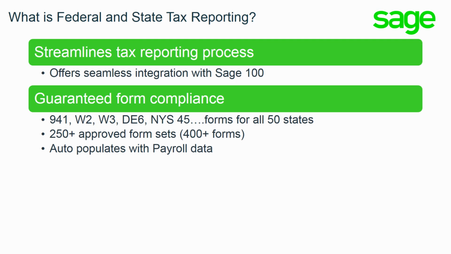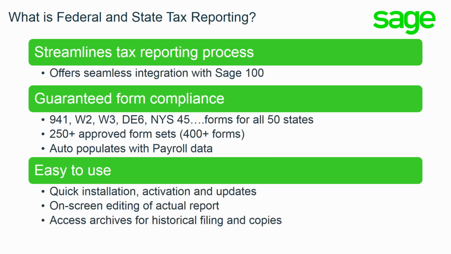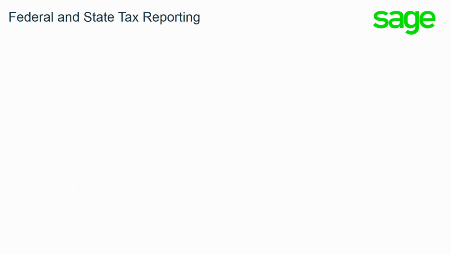In fact, there's over 250 approved form sets, which boil down to over 400 forms, and all of these forms are automatically populated with your payroll data. It's very easy to use. There's a quick installation. You can quickly activate it, and updates are very easy as well. If an edit needs to be made of an actual report or form, you can do that while on the screen, and you also have the ability to access the archives for historical filing and copies.